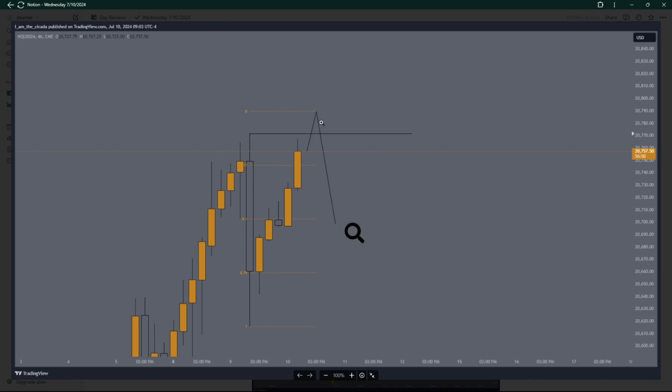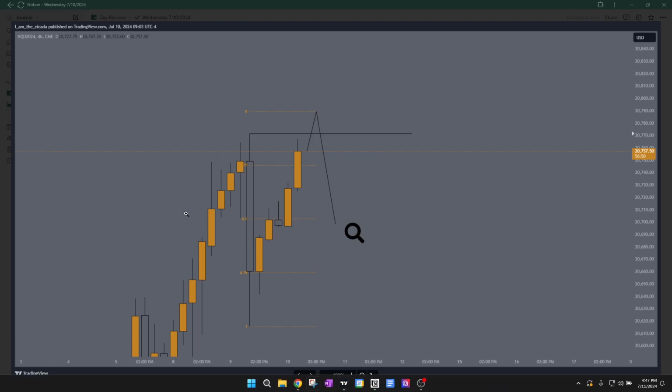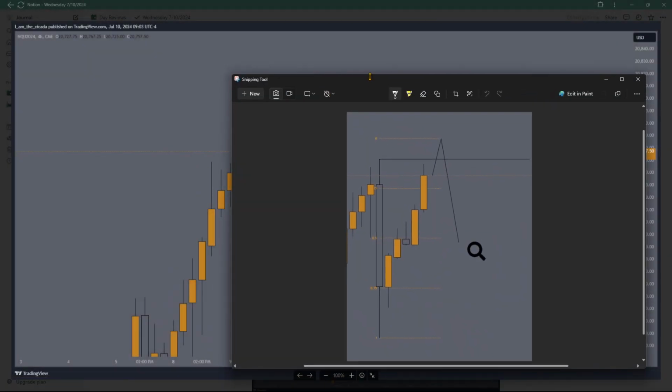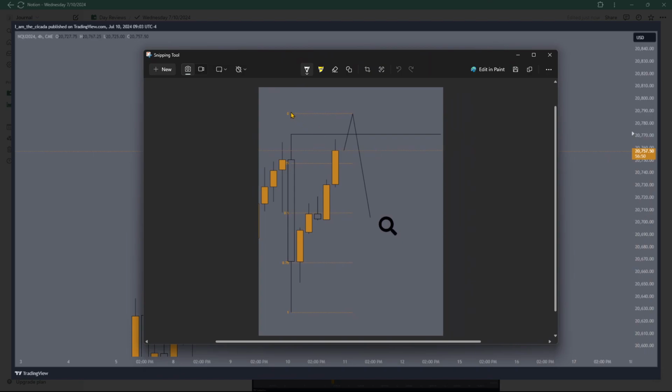I have it marked out incorrectly here. This 0 should be at this high, and the equilibrium would be somewhere around here, somewhere around this level. Let me actually pull up a snippet tool and I can annotate it so you guys can better understand. So yeah, this 0 should be there, and the 1 is there, and this discount will be moved approximately this much, so that's around like here. So discount would be around there.